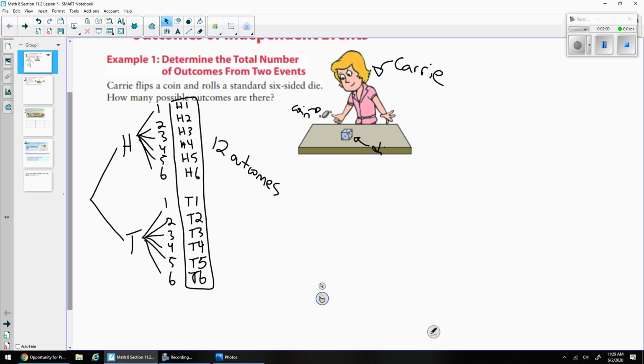Now, what you can maybe notice is that there are 2 possible outcomes with the coin and 6 possible outcomes with the dice. And what does 2 multiplied by 6 equal? That equals 12. So we were able to take the total possible outcomes from the one event, multiply it by the total possible outcomes from the next event, and we get the total number of possible outcomes, which is a bit easier than doing all this work if you're just trying to find how many outcomes there are.